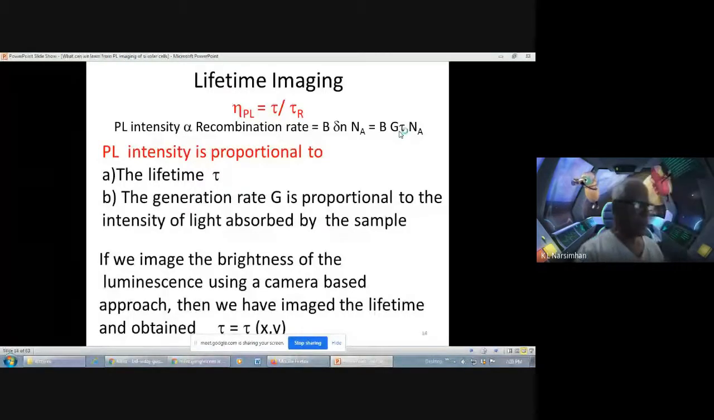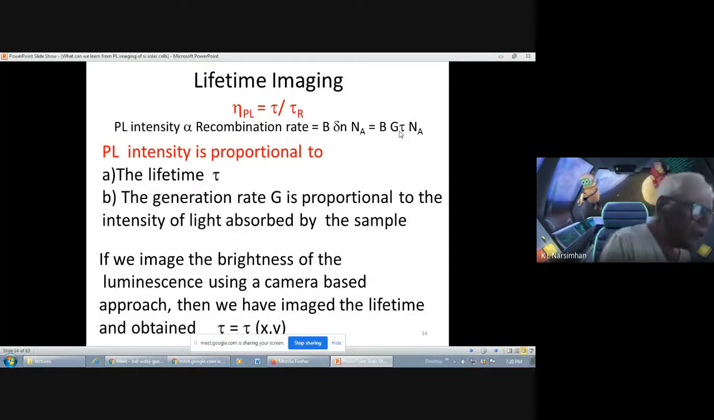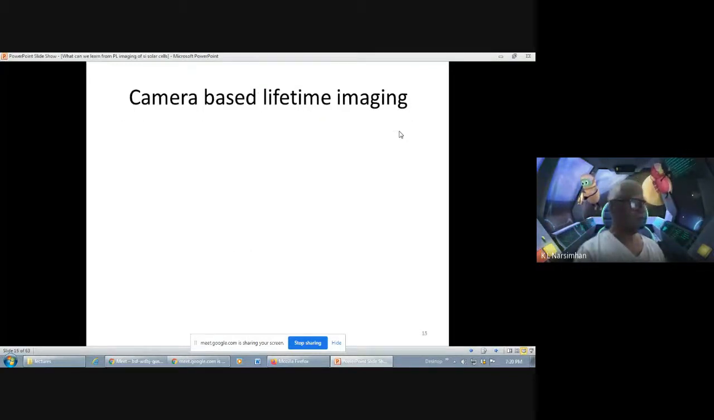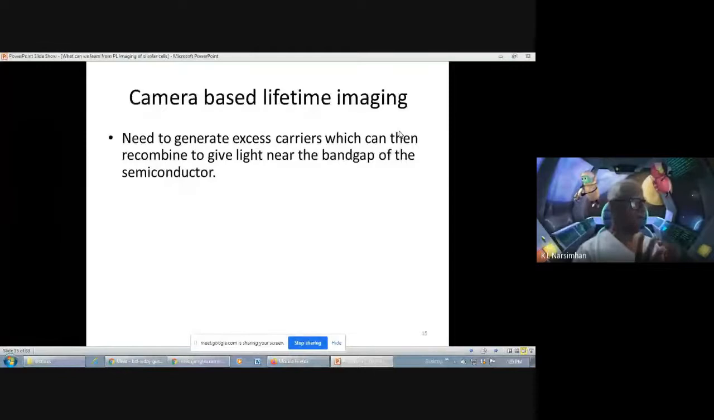Cameras capture whole images in very small times. So if we can image the brightness of the luminescence over the whole wafer, then we have actually captured and imaged the lifetime as a function of X and Y. So what do we need to do?